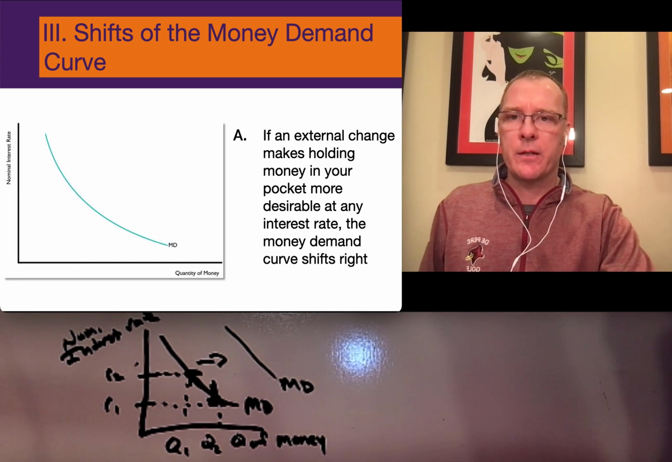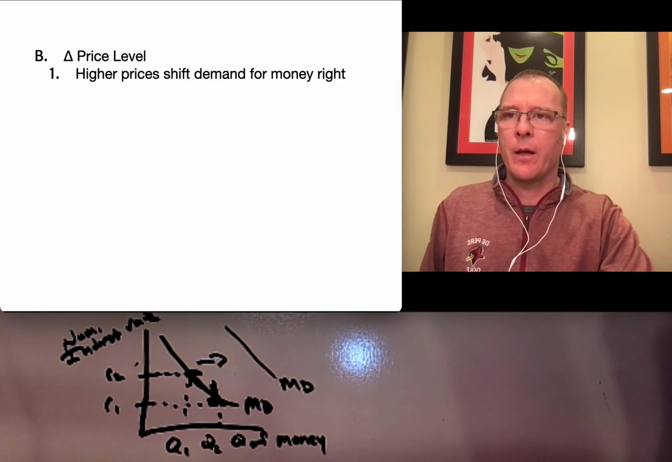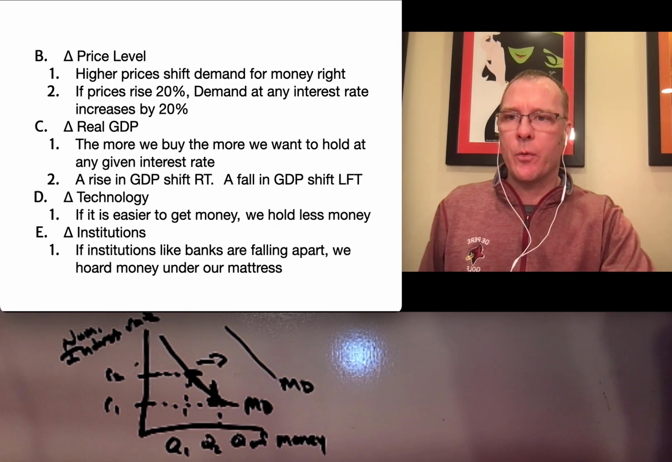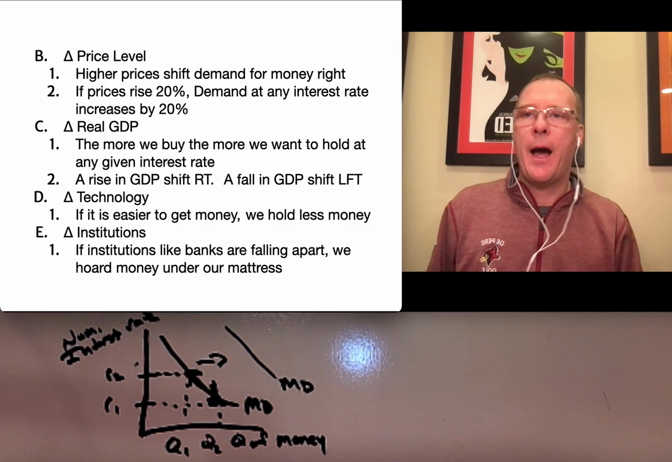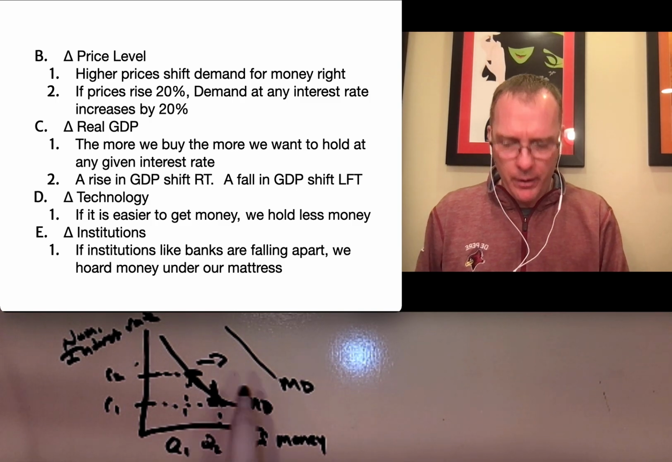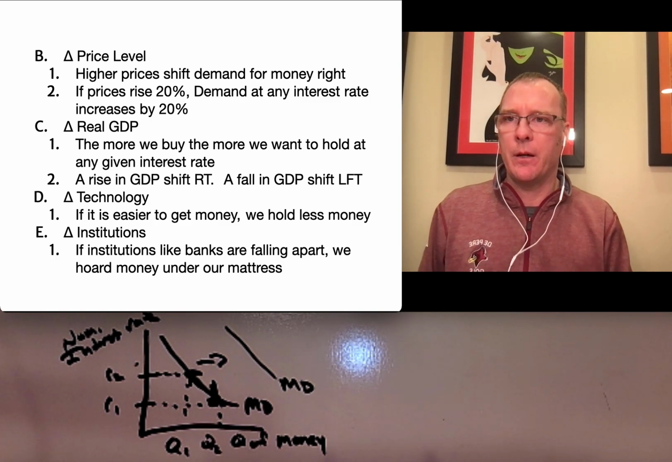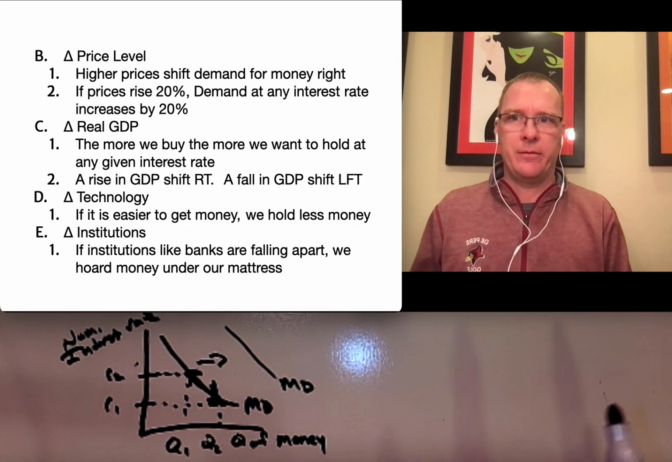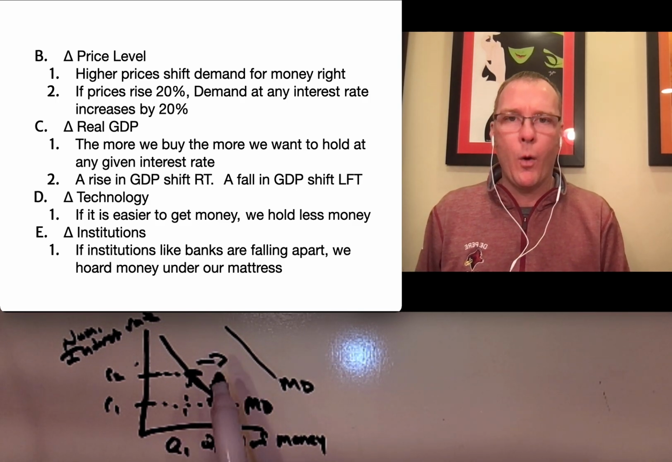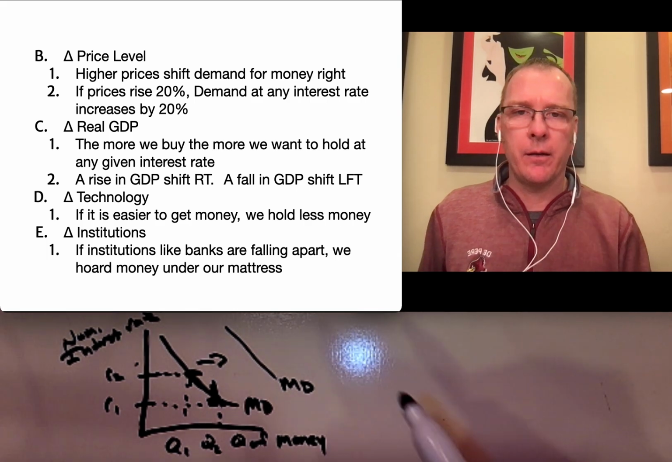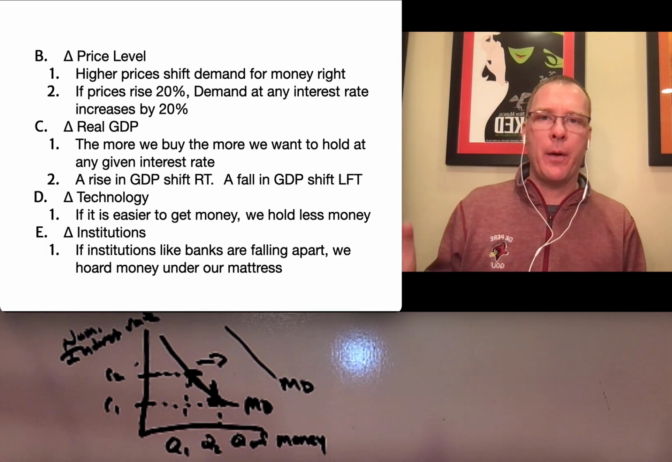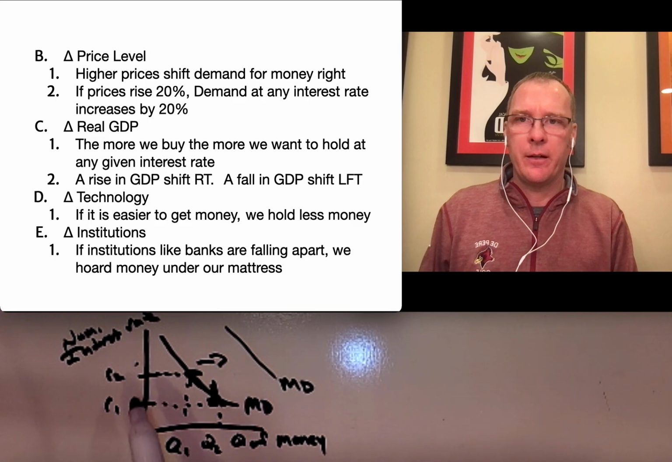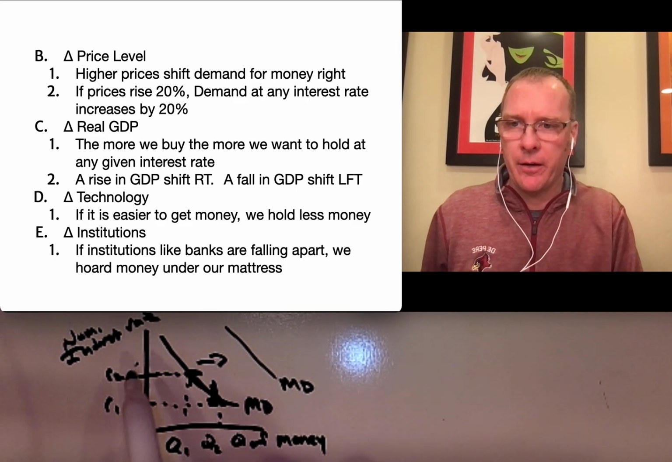Well, one of those things is going to be a change in price level. When you think about a change in price level, higher prices cause money demand to shift out to the right. Because if prices rise 20%, then you want that cash to be able to go get it, because if prices are going up and up, your interest rate isn't going to keep up in terms of your investment.